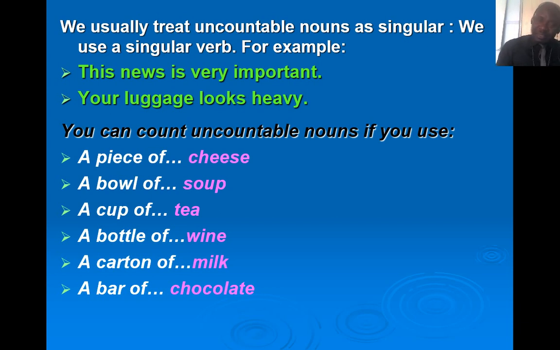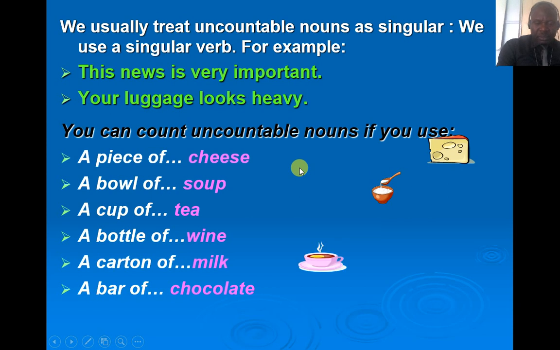Or containers to it. Words that will help you break the seemingly uncountable nouns into countable units. For example, cheese, okay? Cannot be counted. But with a piece, you can count it. So you can have a piece of cheese. What about soup? You can't count it. But with a bowl or a plate, you can. So you have a bowl of soup.